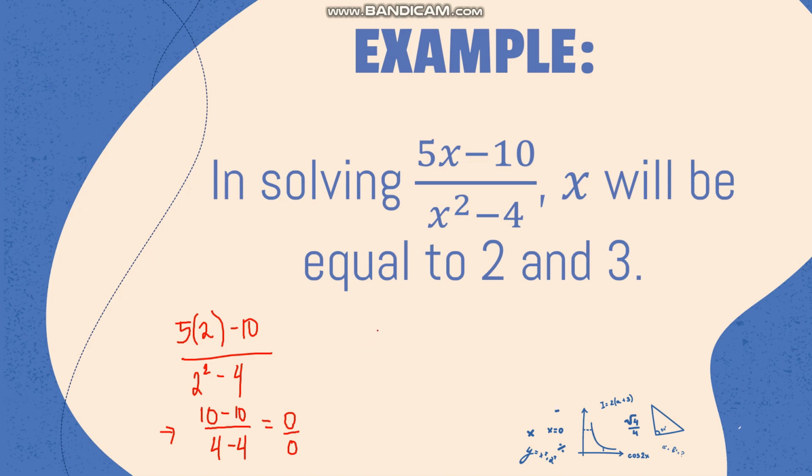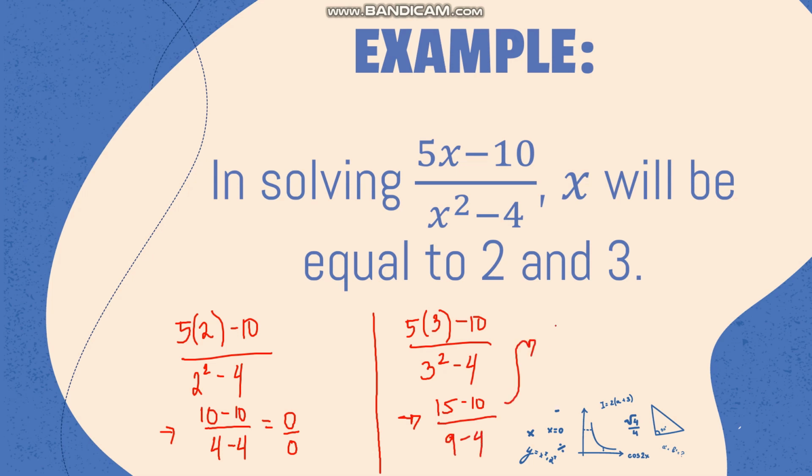And then if we solve for 3, we have 5 times 3 minus 10 all over 3 squared minus 4. This time we have 15 minus 10 over 9 minus 4, or we have 5 over 5, which is equal to 1.